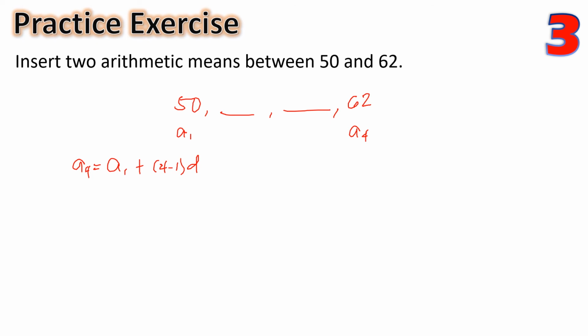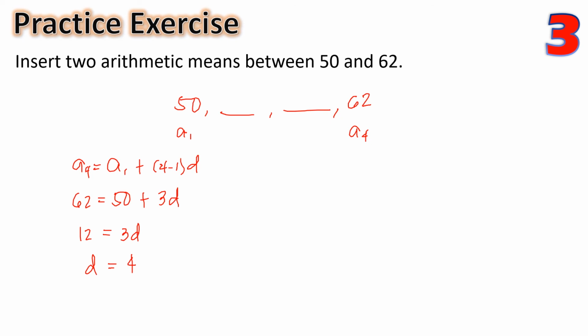Substituting the values, we have 62 is equal to 50, that is our a sub 1, plus 4 minus 1, which is 3, times d, and we're looking for the common difference d. Subtracting 50 from both sides of this equation, we get 12 is equal to 3d. And d is equal to 4, obtained by dividing both sides of the equation.